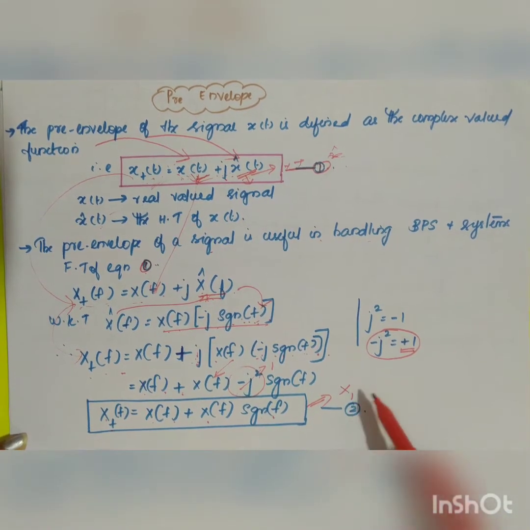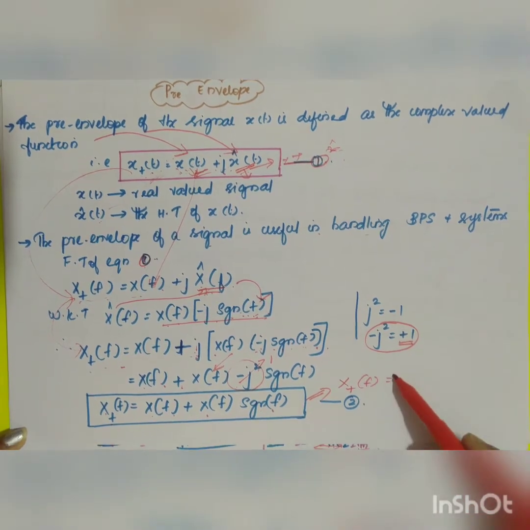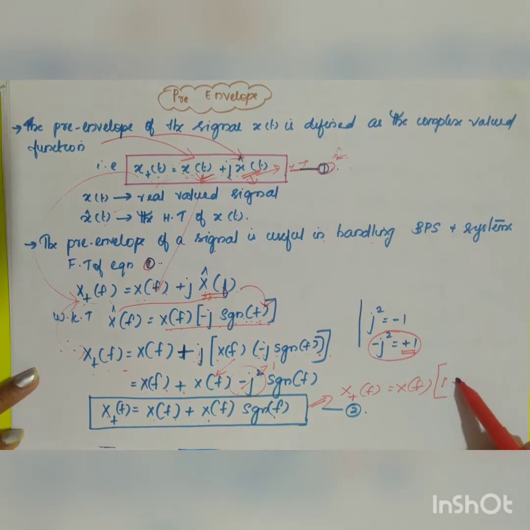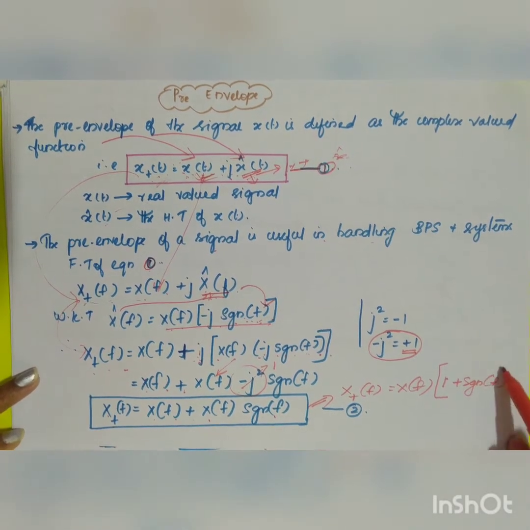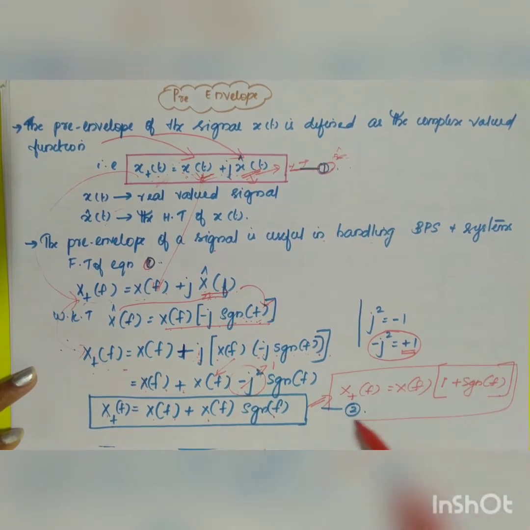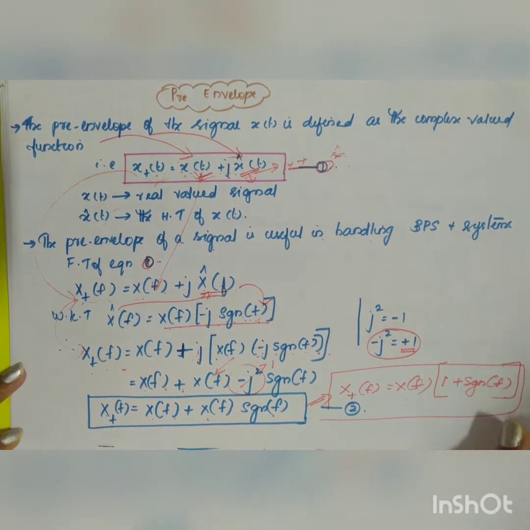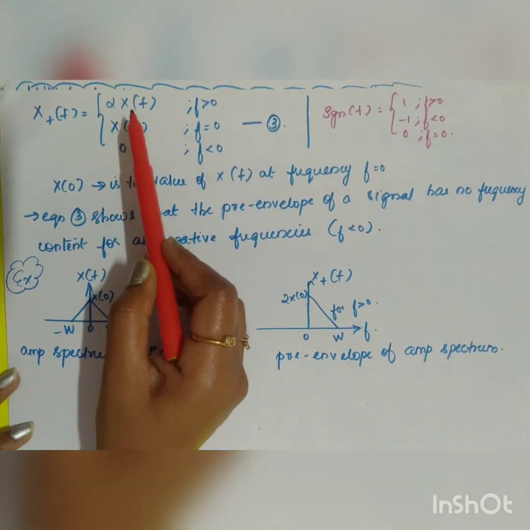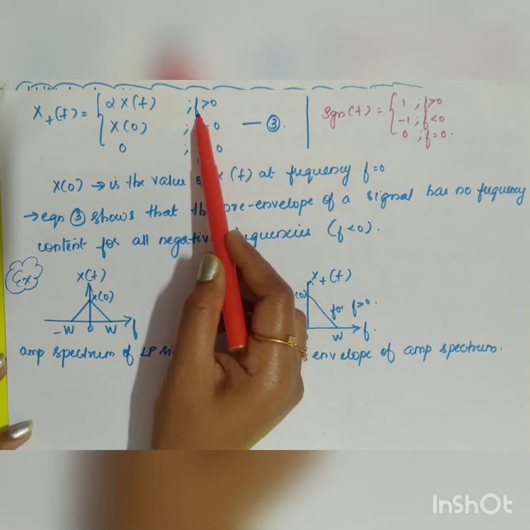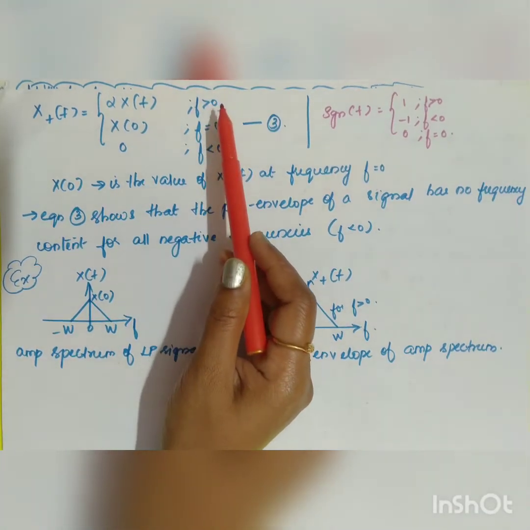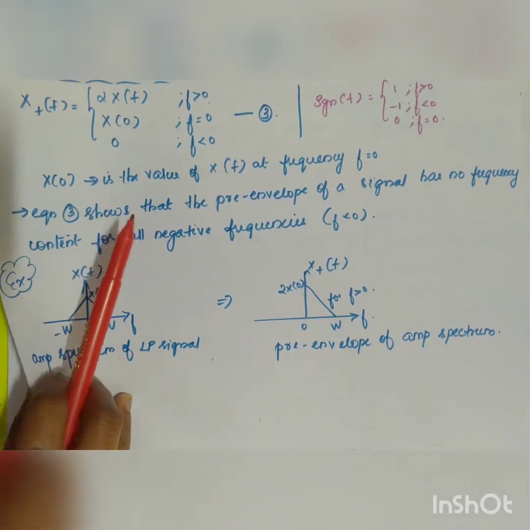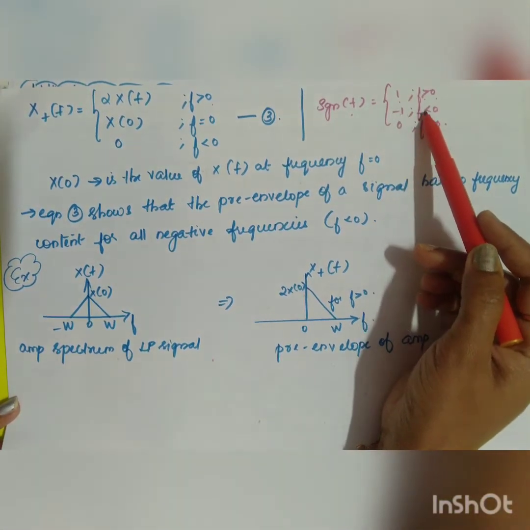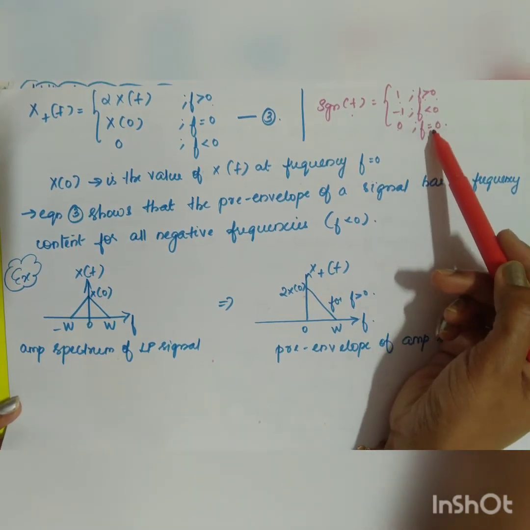Actually, this equation you can simplify by taking x of f as common: x of f into 1 plus signum of f. So this will be your equation: X plus of f is equal to x of f into 1 plus signum of f. Or you can write this x plus of f for different frequencies. You know that signum of f is equal to 1 for f greater than 0, minus 1 for f less than 0, and 0 for f equal to 0.